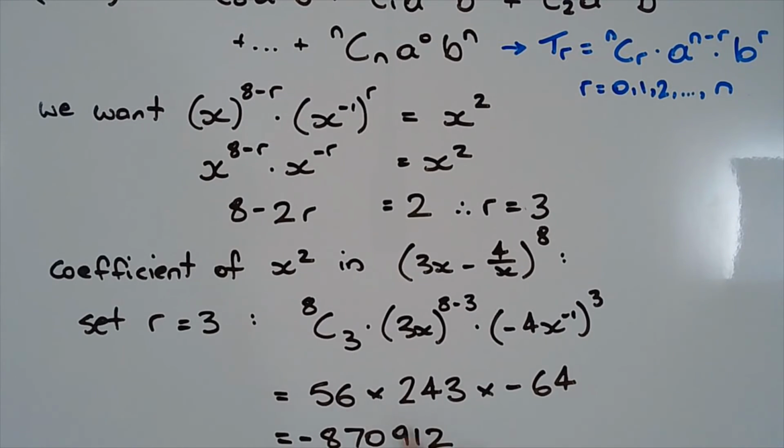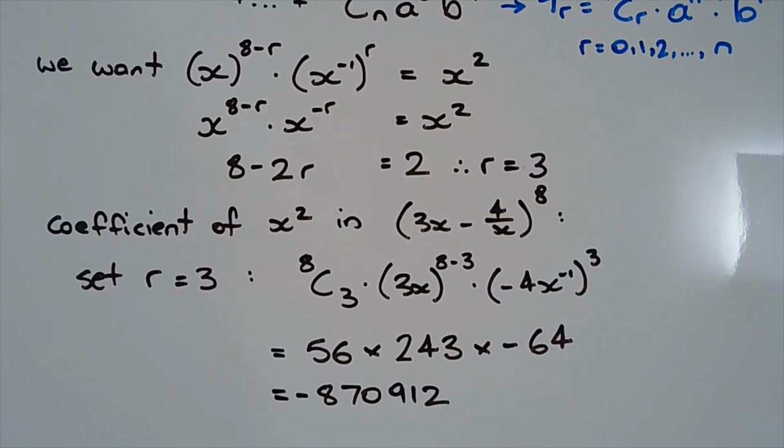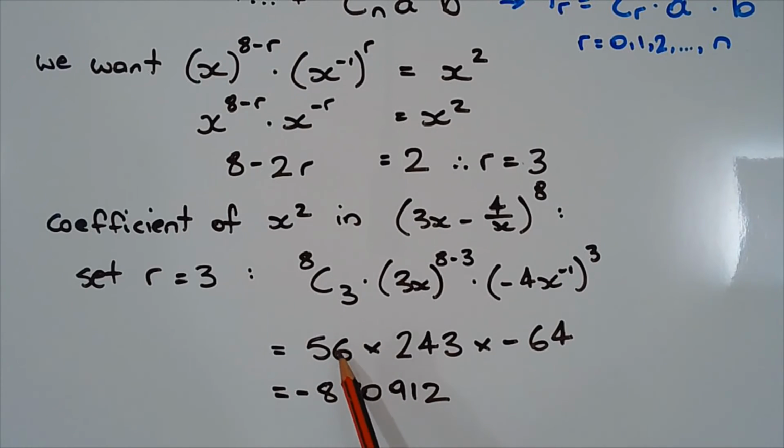So we're only considering the coefficient of x squared. So we have 56, so that's 8 choose 3 is 56, multiplied by 3 to the power of 5, so that's 243, multiplied by negative 4 to the power of 3, and that's negative 64. So just be mindful of this negative there. It's going to alternate depending on whether this power here is even or odd. And that equals negative 870,912.